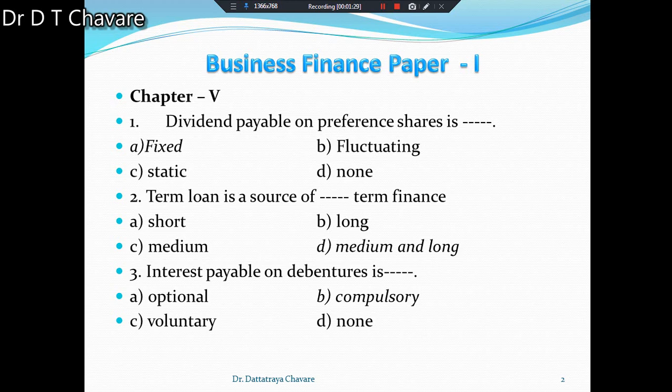Then another question is also there: interest payable on debentures is dash dash. Four alternatives are given: optional, compulsory, voluntary, none. What will be the correct alternative? Interest payable on debentures, is it optional? No. Is it compulsory? Definitely. That's why the second alternative is the right alternative for this question.